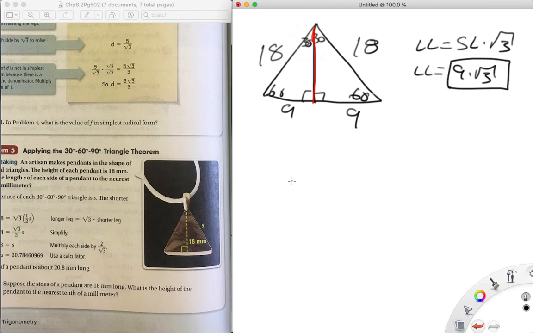They want it to the nearest millimeter. So 9 times the square root of 3 is 15.588.